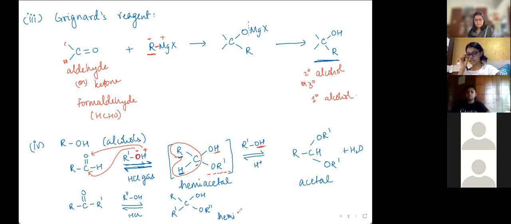And then again, it will undergo further substitution, then you get R dash, and on top an OR double dash, and another OR double dash. So basically, this will be called a ketal. So acetals and ketals. If it comes from an aldehyde then acetals, if it comes from a ketone then ketal.